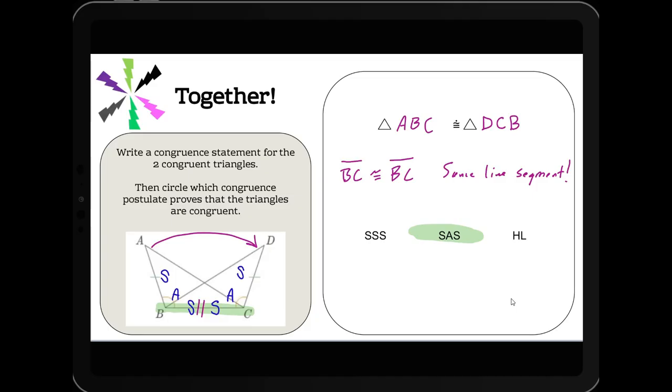Okay, so you just got to be really, really careful about how you write that. But at the end of the day, the order matters. So please, please, please, just remember, order matters here. What angles correspond?